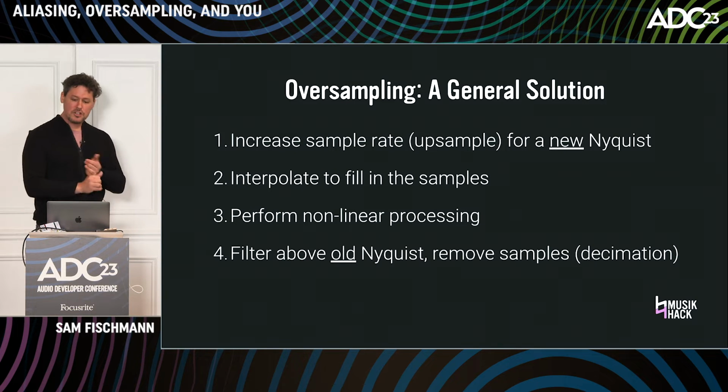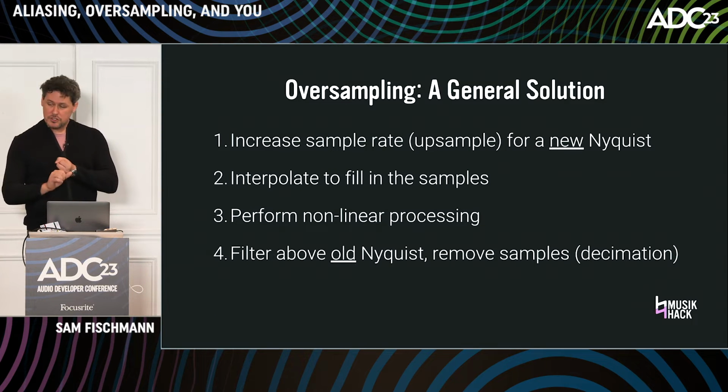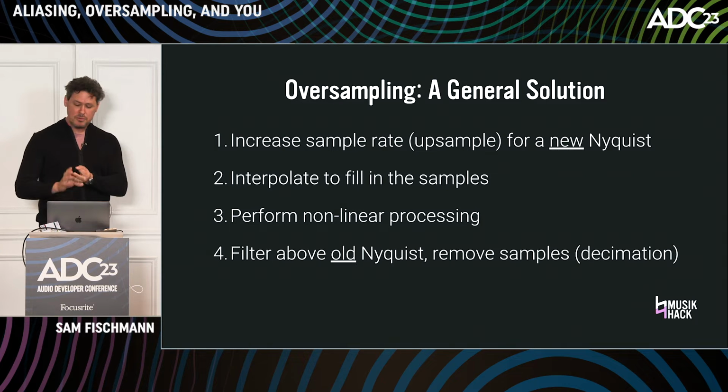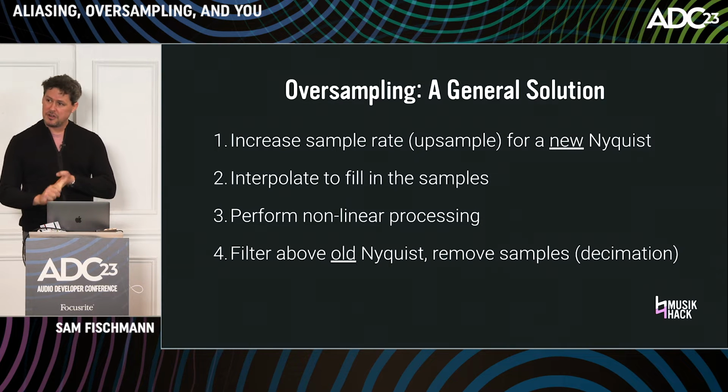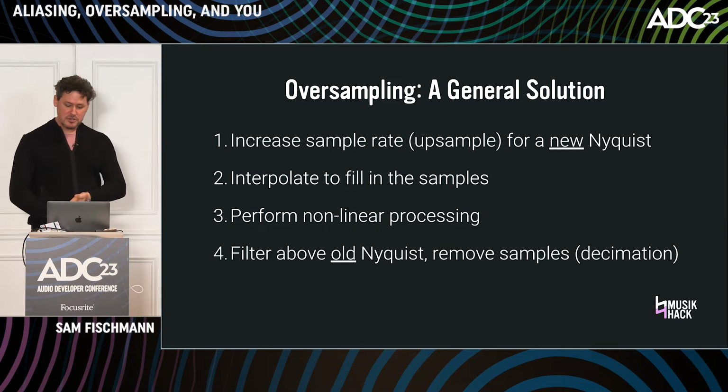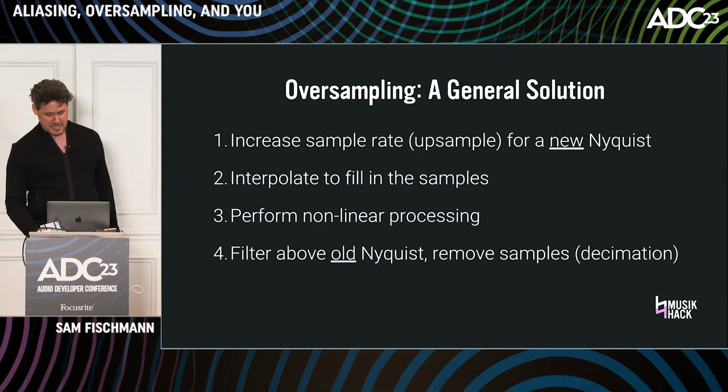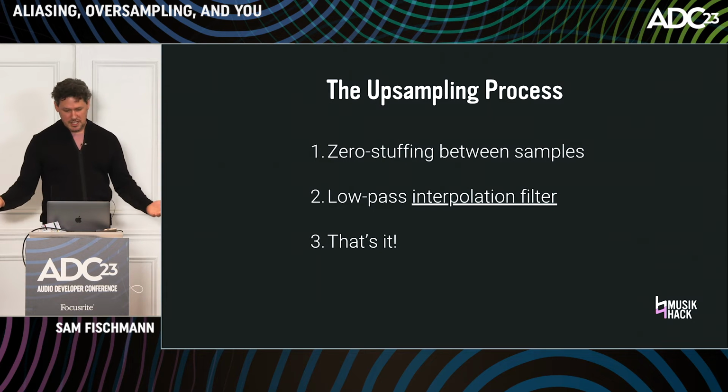So again, we increase the sample rate for a new Nyquist. We interpolate to fill in the samples. We perform nonlinear processing. We filter above our old Nyquist frequency. Then we just simply remove the samples. So why don't we take a look at how this works?